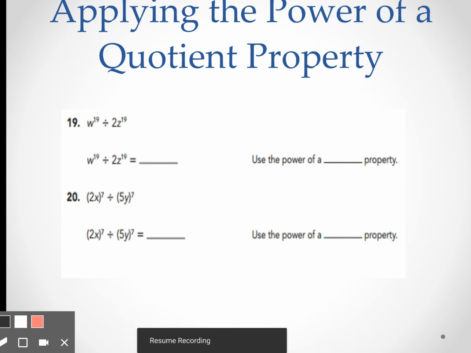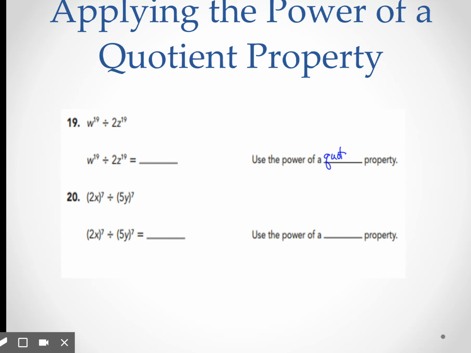So let's try a few of these out. In number 19, I have w to the 19th power divided by 2z to the 19th power. Because they're both raised to the 19th power, I'm going to use the power of a quotient property. And I'll set that up as a fraction: w as my numerator, 2z as my denominator, to the 19th power. I can't do anything with that 2 because there's nothing in the numerator to try and simplify it with. And the w and the z, again, because I don't know their values, they'll stay as w and z.